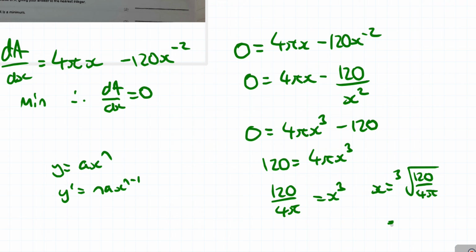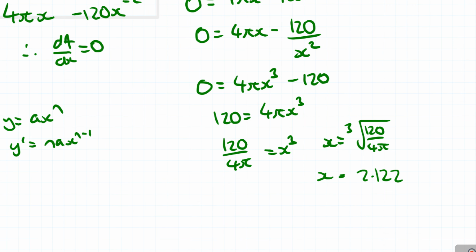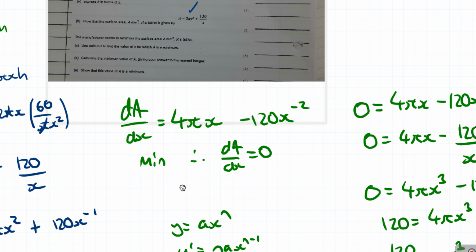So 120 divided by 4 pi, all cube rooted, is a value of 2.12. I suppose we could do 2.122 to 3 decimal places. You don't need to write the whole thing out all the time, but try and keep a reasonable amount of significant figures. So x is equal to 2.122 millimeters.